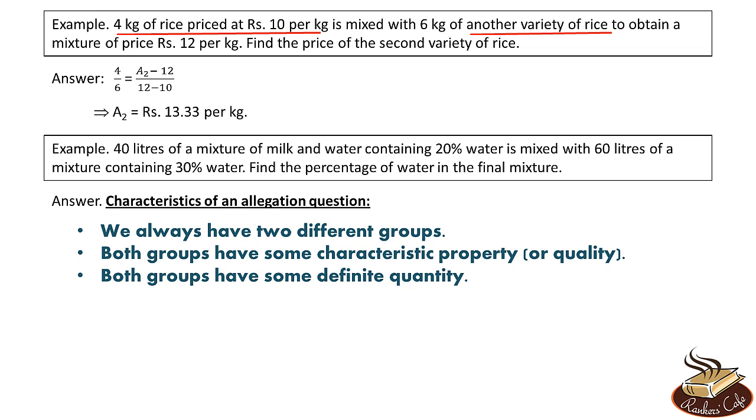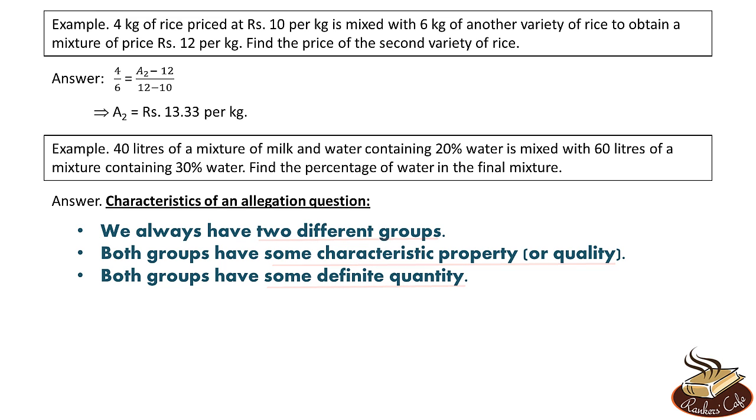So we have two groups having different qualities. And what was that quality? The quality was different prices. One group had a price of rupees 10 per kg and the other had a price of rupees 13.33 per kg. And both the groups had some quantity associated with it. The first group had 4 kgs of rice and the second group had 6 kgs of rice. So any alligation question will have two different groups. Both groups will have some definite characteristic property or quality and have a definite quantity.